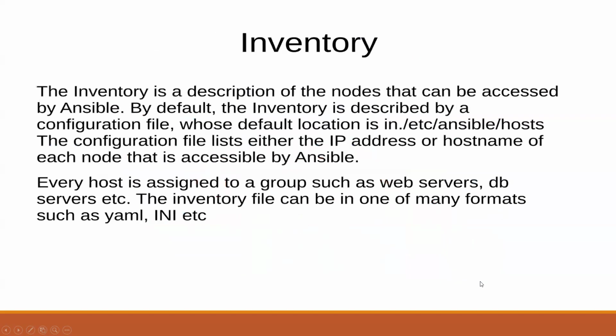So what is the inventory? The inventory is a description of the nodes that can be accessed by Ansible. By default, the inventory is described by a configuration file whose default location is /etc/ansible/hosts. So where is the default location of the Ansible inventory, guys? /etc/ansible/hosts. The configuration file lists either the IP address or the host name of each node that is accessible via Ansible. Every host is assigned to a group such as web servers, DB servers, etc. The inventory file can be in one of many formats such as YAML or INI. Inventory.ini, inventory.yaml. Okay.